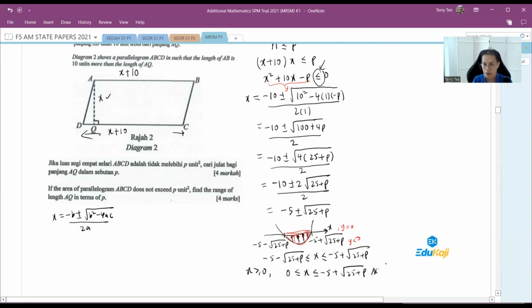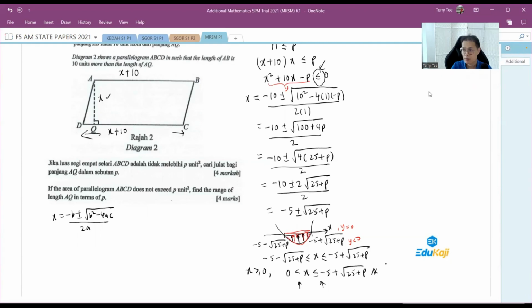That's the answer. By the way, sorry, we cannot include 0. x can't be 0. x is more than 0. So the first part here is non-inclusive, and this is inclusive.